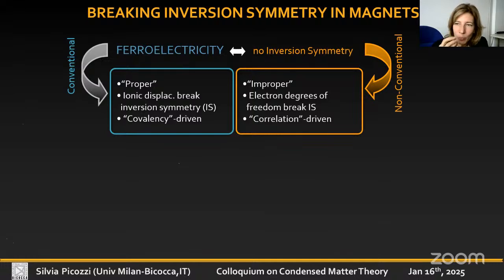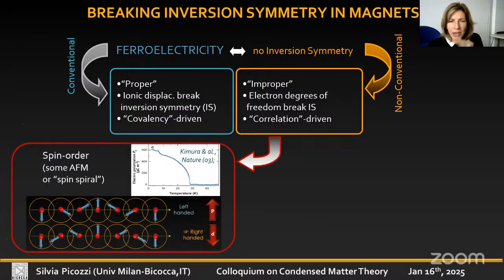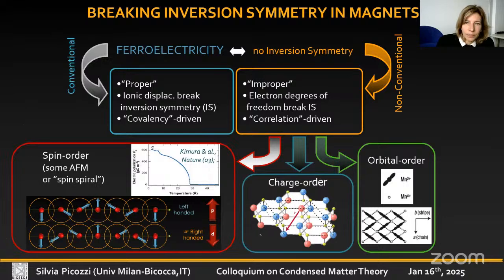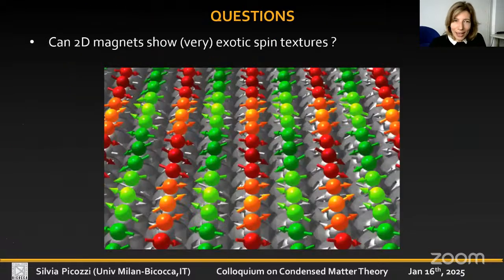In a proper material, you only have one order parameter, for example of ferroelectricity. But here, ferroelectricity is like a secondary order parameter. The primary order parameter is something else, like a magnetic order parameter, or also if you have charge order or orbital order, they can also drive ferroelectricity. Okay, so I think I'm done with this first part.